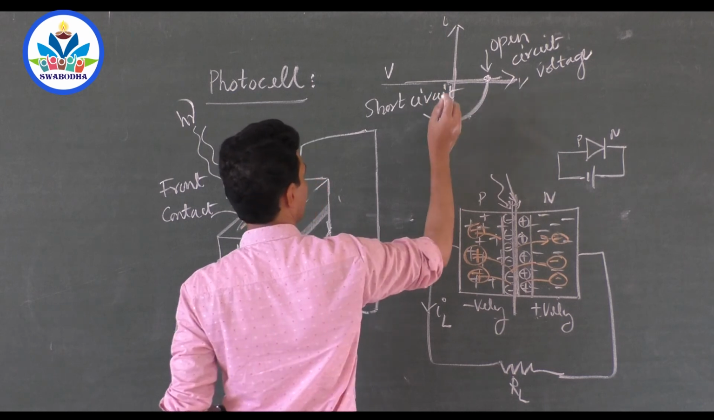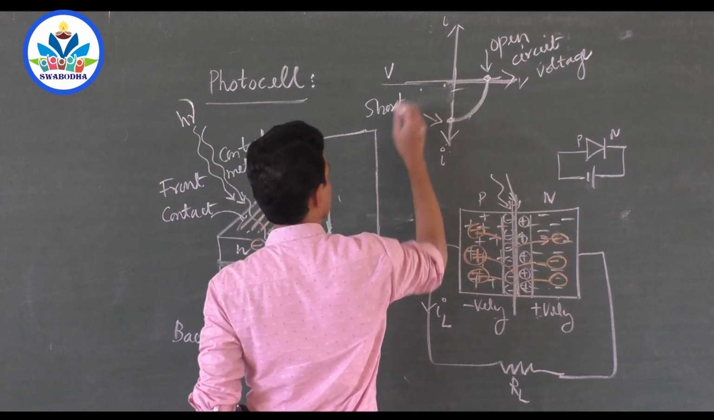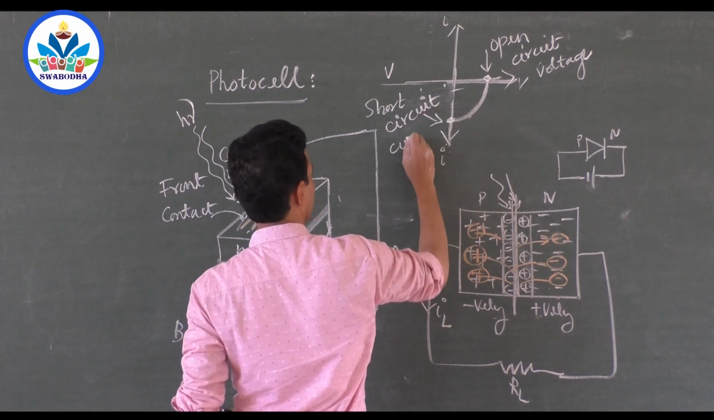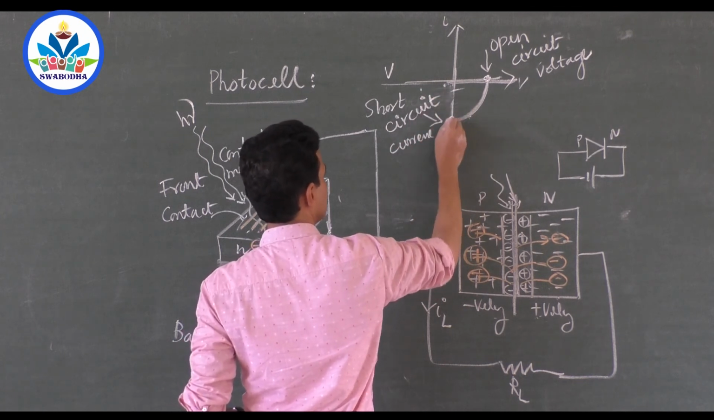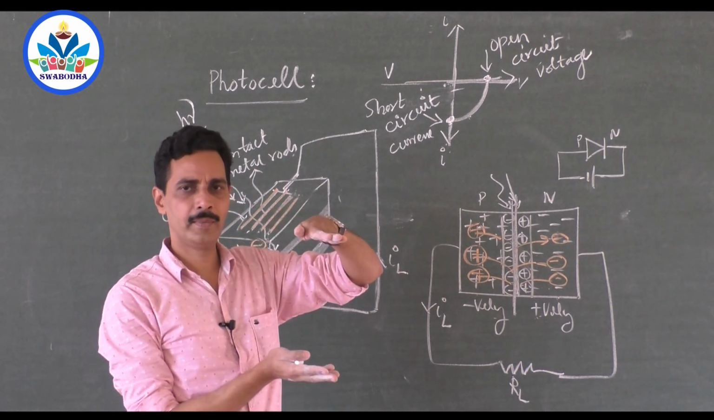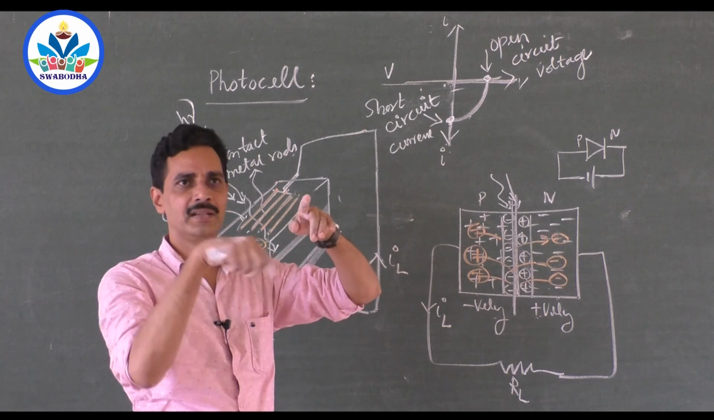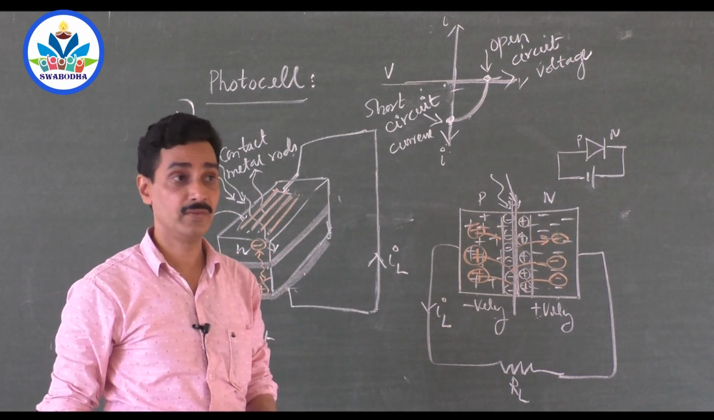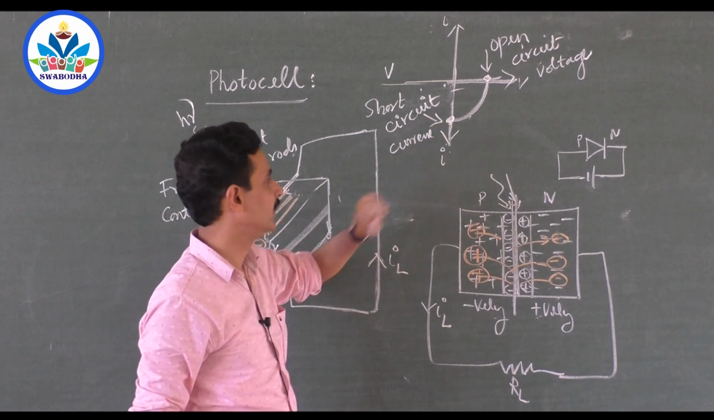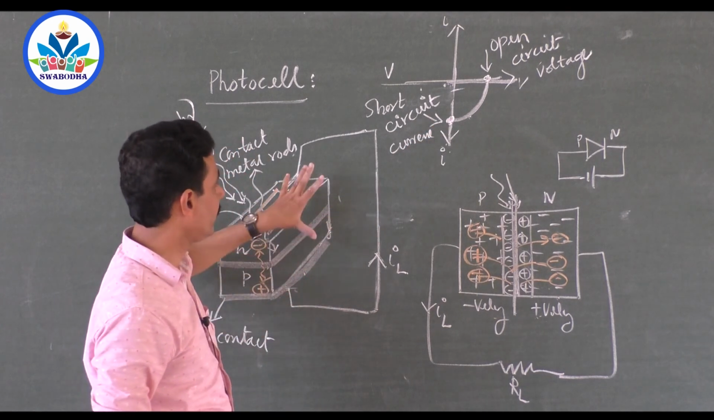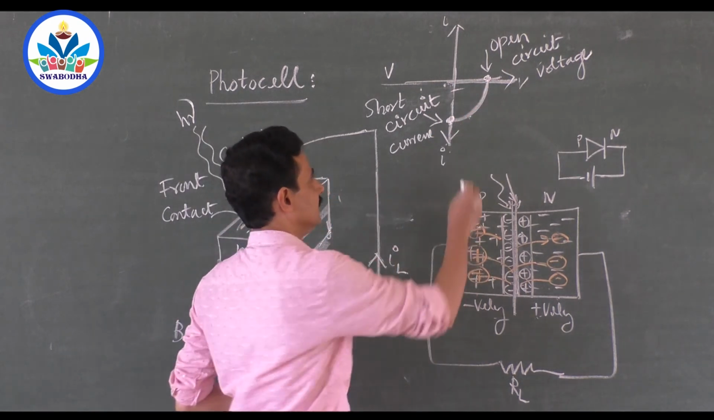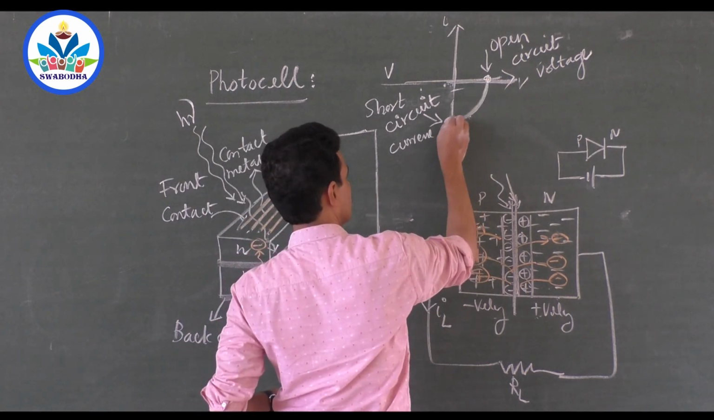This is the highest current, the short circuit current. When the front end and back end of the solar cell are connected by a wire, the highest current flowing through the wire or through the cell is the short circuit current. And when it is open and you measure the EMF, that is the open circuit voltage. This is open circuit voltage, this is short circuit current.